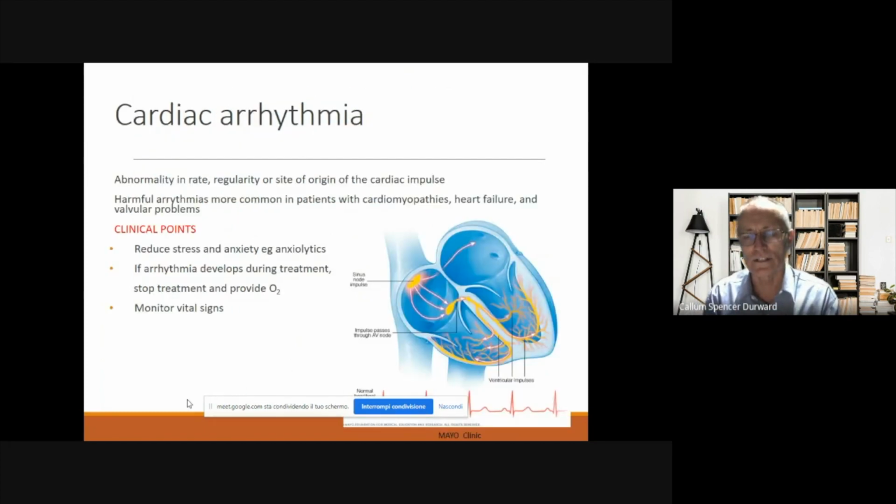The next condition is cardiac arrhythmias. This is where there's an abnormality in the rate, regularity, or site of origin of the cardiac impulse. Harmful arrhythmias are more common in patients who have cardiomyopathies, heart failure, and valvular problems. Some clinical points: reduce their stress and anxiety. If an arrhythmia develops during treatment, stop treatment and provide oxygen, and monitor their vital signs.